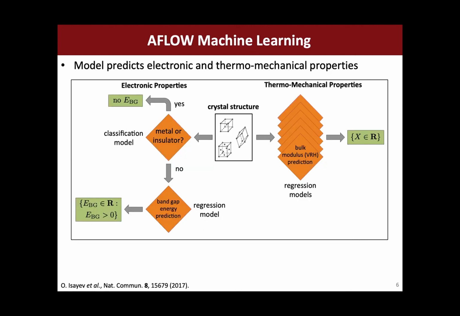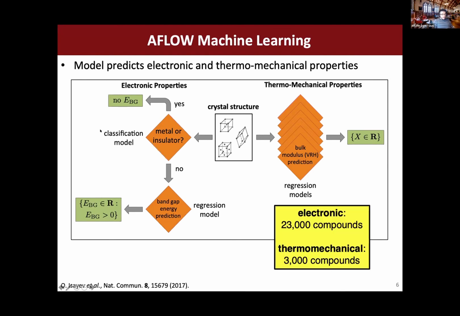Using the same framework, we've built a number of different models, okay? So for a given crystal system, we could classify the material as a metal or an insulator. If it's an insulator, we'll pass that material into another model, a regression model, which is going to predict the value of the band gap. And then on the other side here, we have a number of regression models for thermomechanical properties. This includes things like the bulk and shear modulus, the Debye temperature, the heat capacity, those sorts of properties. And so all of those are different regression models. And so using the same framework that I've discussed earlier, we built a number of different models.